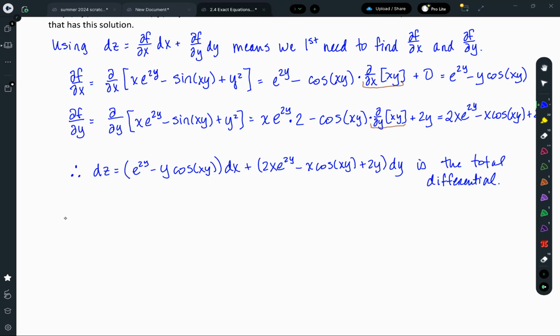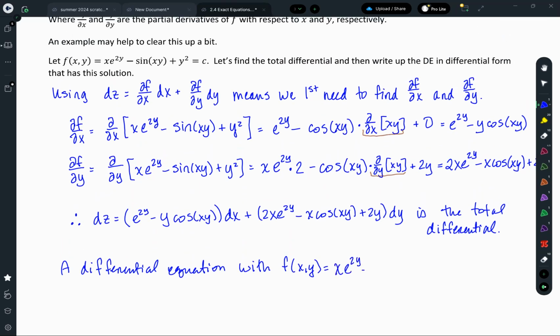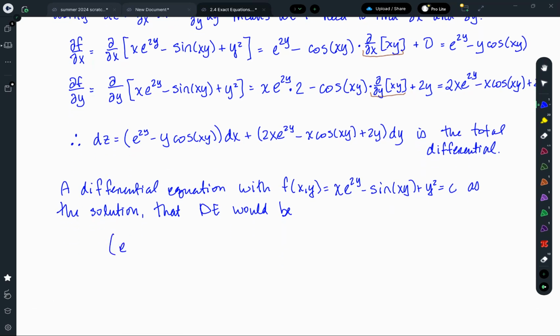If we wanted a differential equation, with f of xy equals x e to the 2y minus sine of xy plus y squared equals c as the solution, that dE would be, in parentheses, e to the 2y minus y cosine of xy, dx plus, in parentheses, 2x e to the 2y minus x cosine of xy plus 2y, close the parentheses, dy equals 0. Okay, and these are the types of differential equations we're going to be working with.